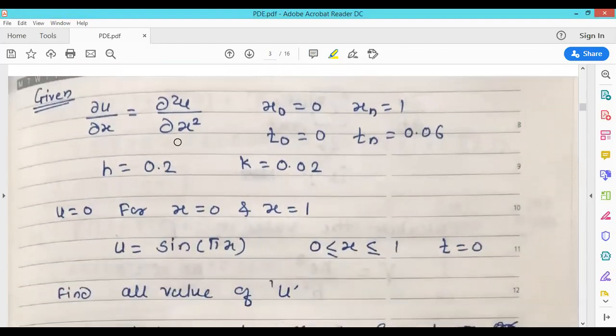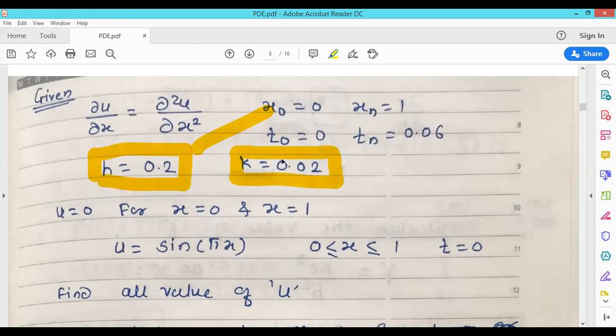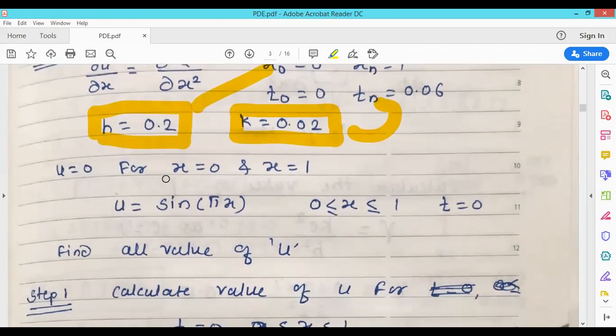I will write down the given data again. du by dt is d square u by dx square, the parabolic equation, where x is from 0 to 1 and t is from 0 to 0.06. h is the step size in x, and k is the step size in t. u is 0 for x equal to 0 and x equal to 1. u is sine of pi x, a trigonometric function.